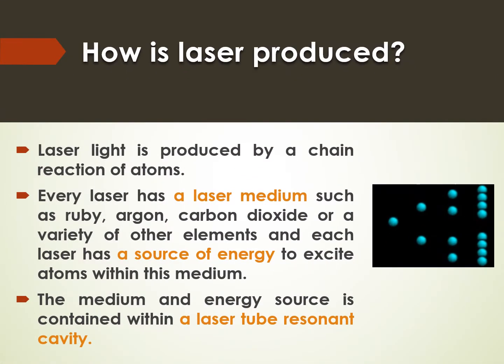Laser light is produced by a chain reaction of atoms. Every laser has a laser medium such as ruby, argon, carbon dioxide, or a variety of other elements, and each laser has a source of energy to excite the atoms within this medium. The medium and the energy source are contained within a laser tube, the resonant cavity.